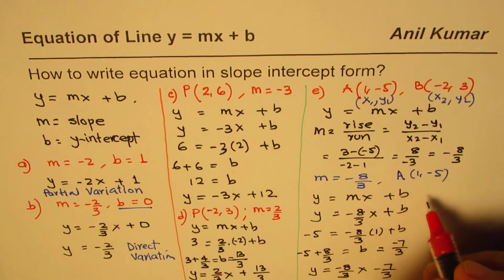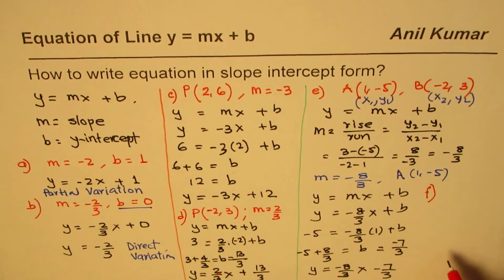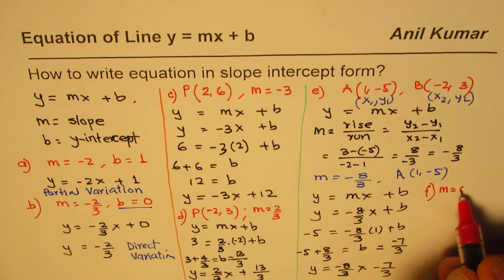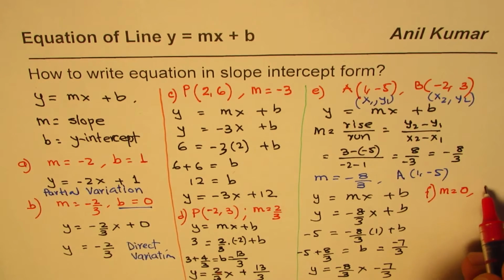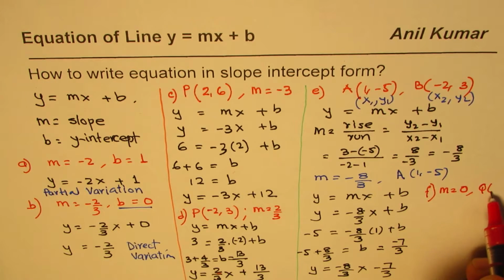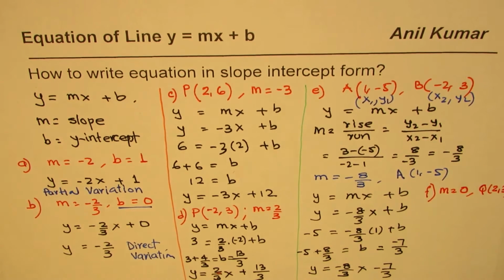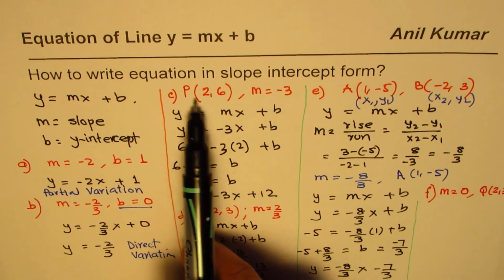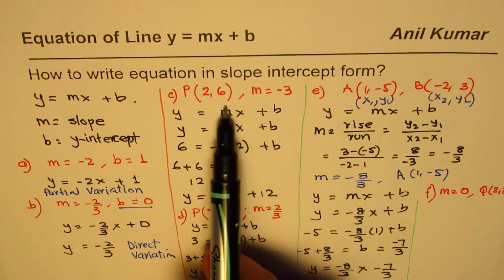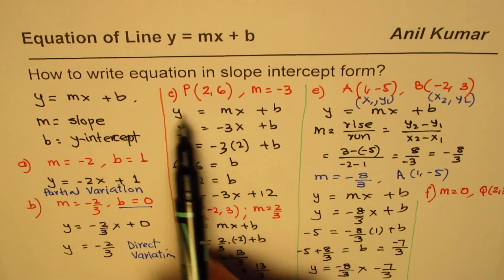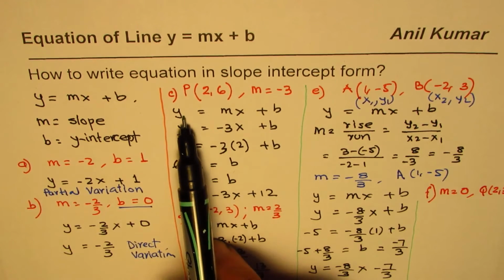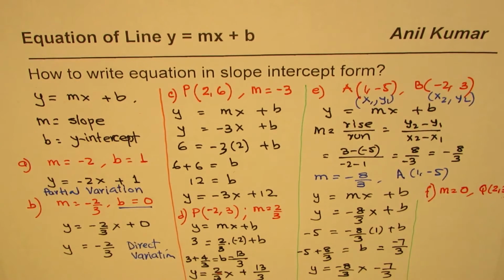Now here is the last question for you, part F. Now here, what I'm saying here is, what happens when slope m equals 0, right? And the point is, let's say point Q is (2, 3). What is going to be the equation? Now in this particular case, as you see, slope is 0. So in this equation, y equals mx plus b, this term is 0, right? So when this is 0, y equals the b value. Now b is the y-intercept, right? So in this case, the y-intercept is 3, correct?